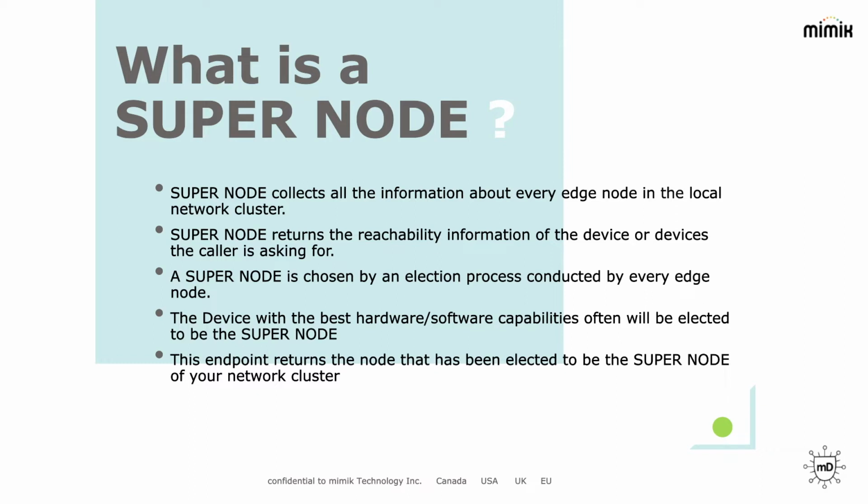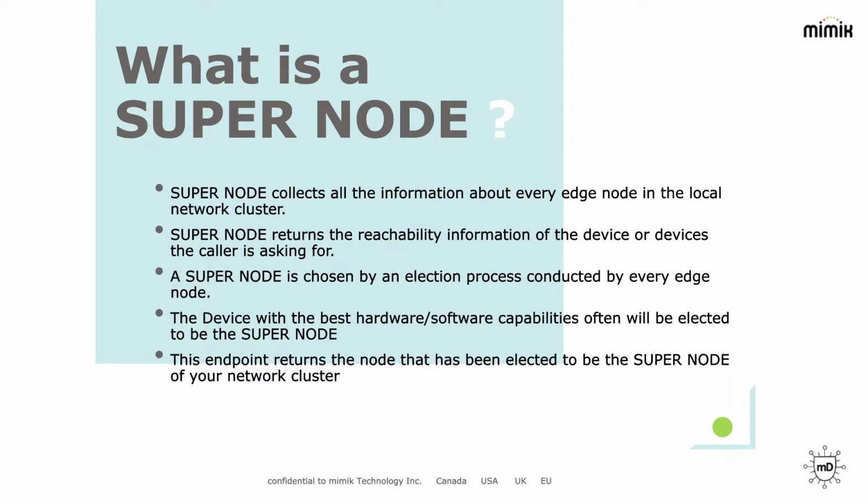One of the main purposes of a supernode is to collect all the information about every edge node in a local network cluster. It holds this knowledge and the status of every edge node, so when a device needs to communicate with a certain device in a cluster, instead of broadcasting a message asking for every device and getting multiple different responses from every active edge node, the device will ask the supernode of the local cluster, and the supernode will return the reachability information of the device or devices the caller is asking for.